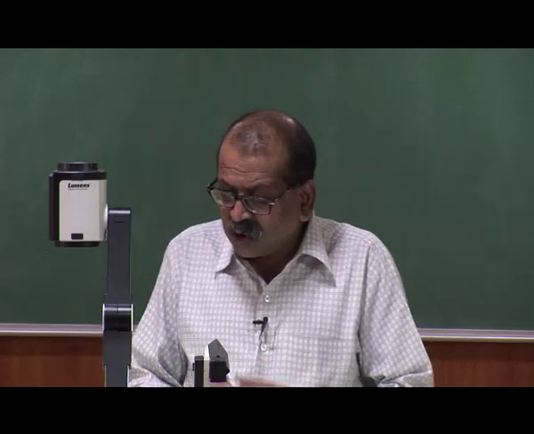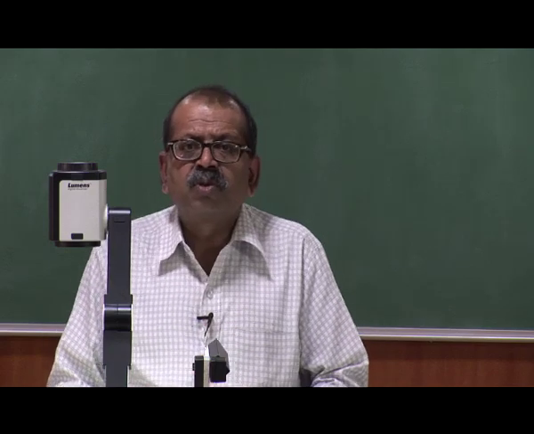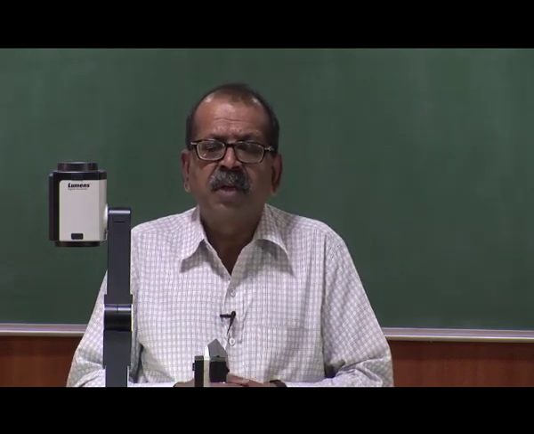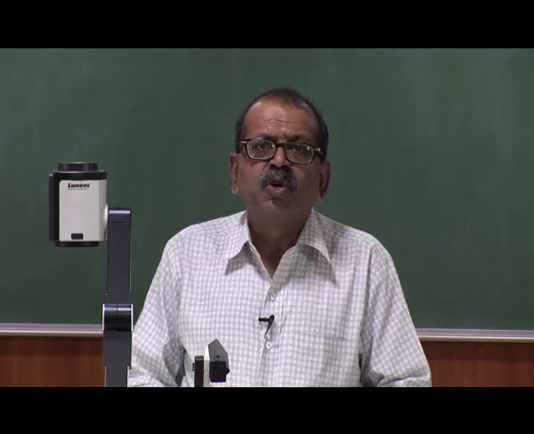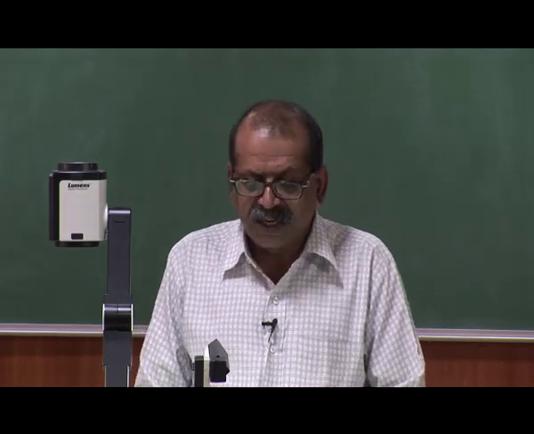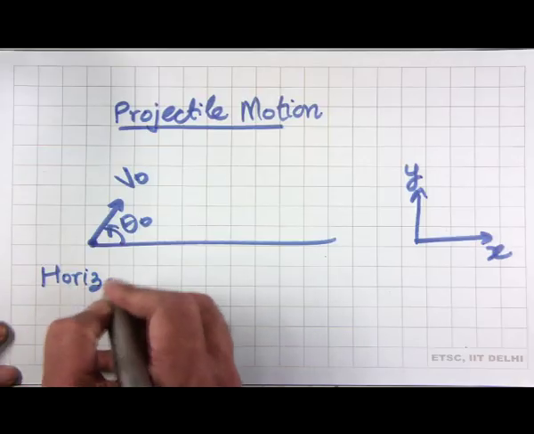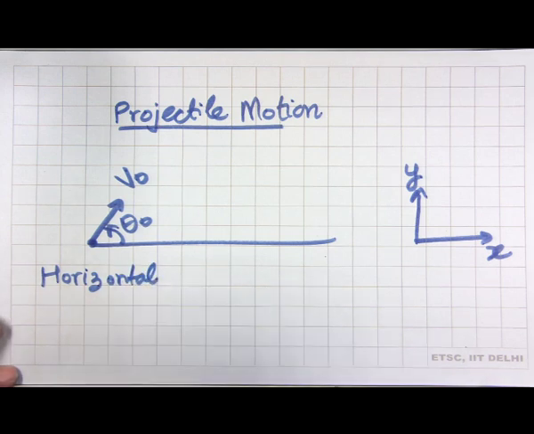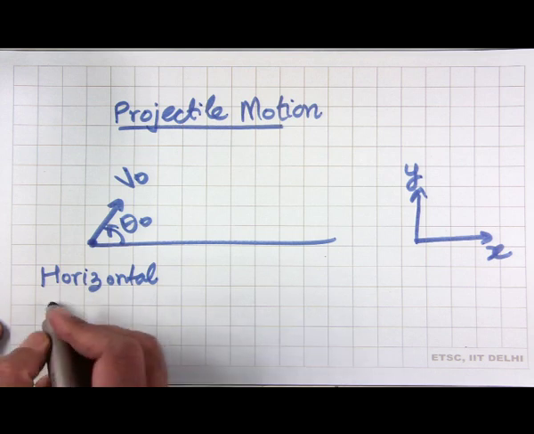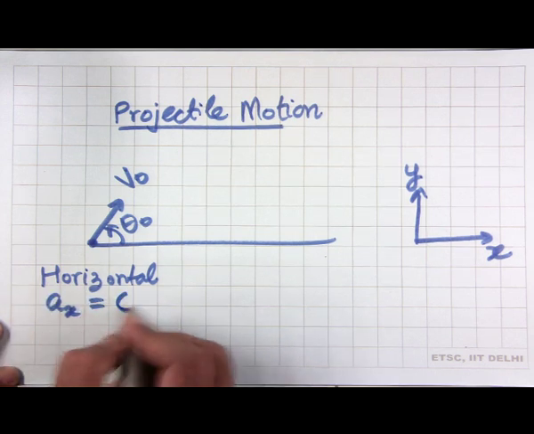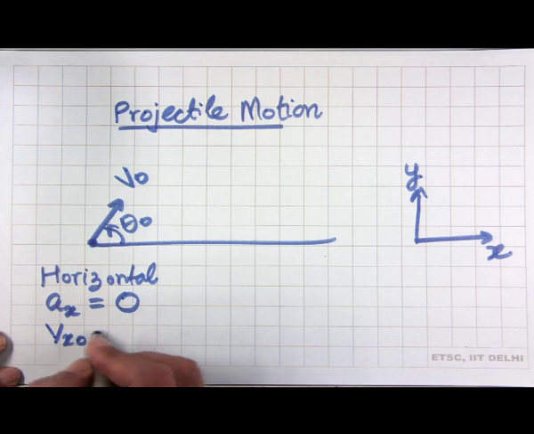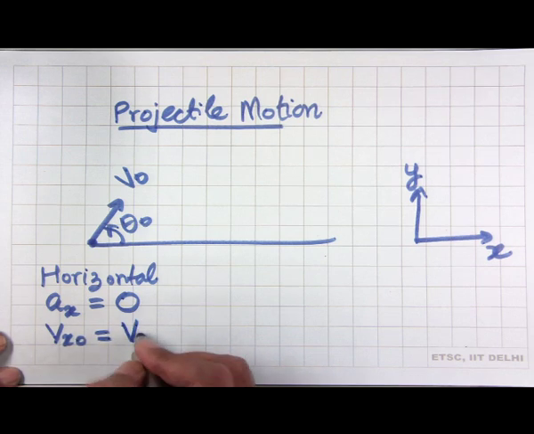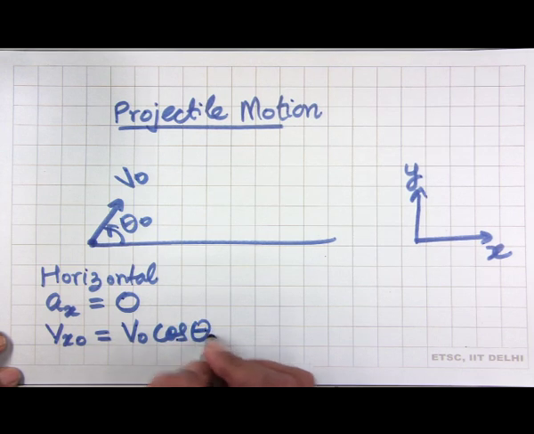And as we saw, the way to tackle this type of problem is to separate out the motions in horizontal and vertical directions. In the horizontal direction, the acceleration of the particle, which I write as ax, is 0. The initial velocity, which I write as vx0, will be equal to v0 cos theta 0.